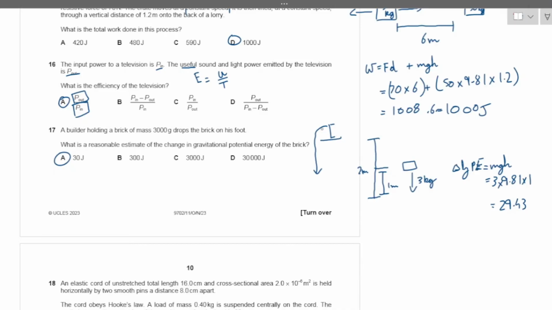Now you can assume how high he could hold his hands to drop the brick. That could be at max 2 meters, at minimum 1 meter, because he could have held it near his waist, equal to the height of his waist. Therefore, 30 joules, option A, is correct for question 17.